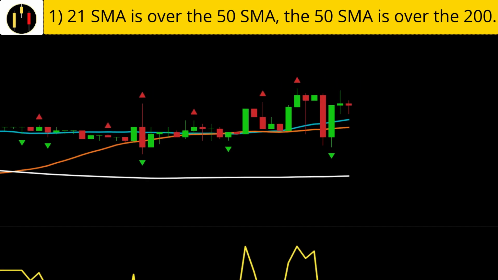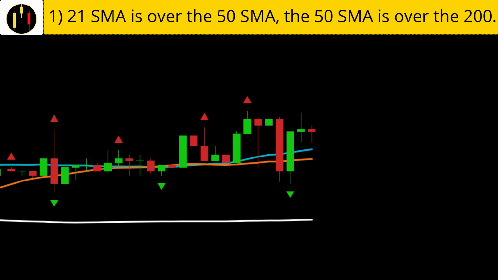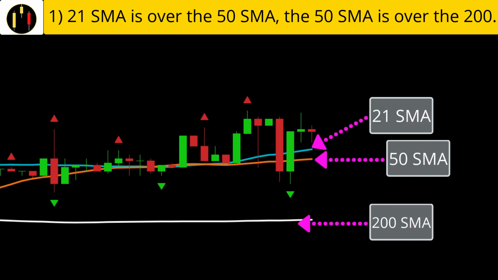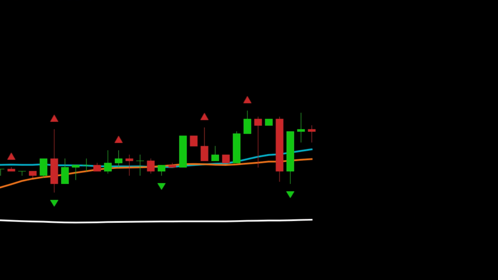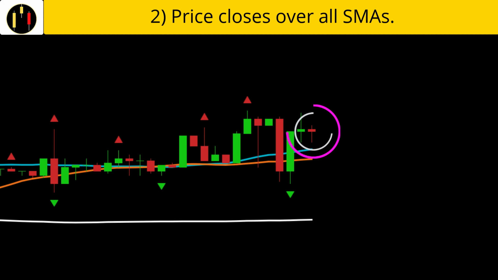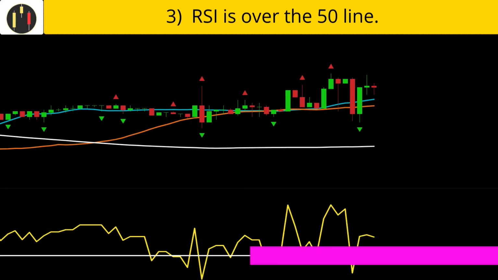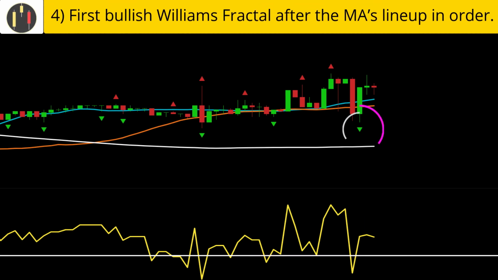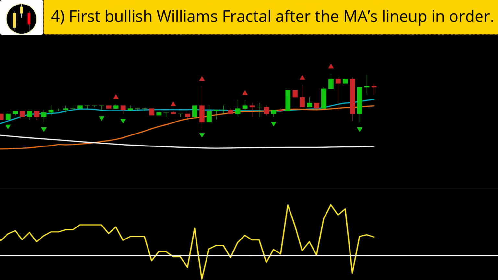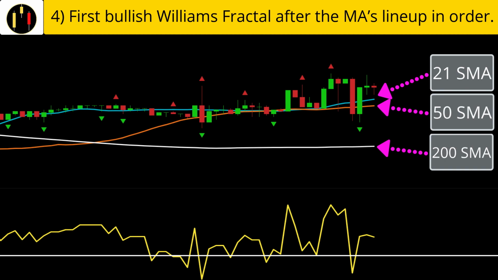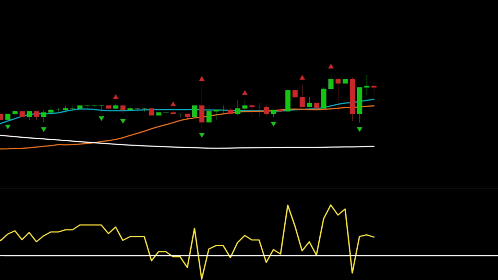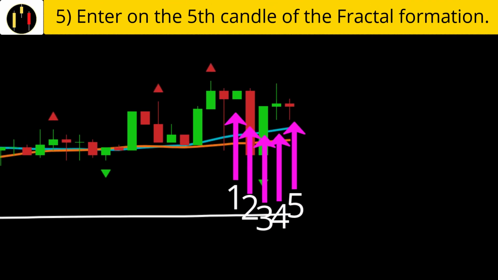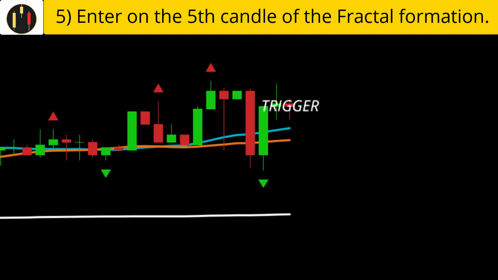The rules to enter a long on Artie's Scalp are: first, we are looking for the 21 SMA in aqua to be over the 50 SMA in orange, while the 50 SMA is over the 200 SMA in white. Second, the price needs to close above all smooth moving averages. Third, the relative strength index must be over the 50 line. Fourth, we are looking for the first Williams Fractal buy signal after the smoothing averages line up in order as per rule number 1. Finally, we are waiting for the close of the 5th candle of the fractal formation. This is our trigger candle.